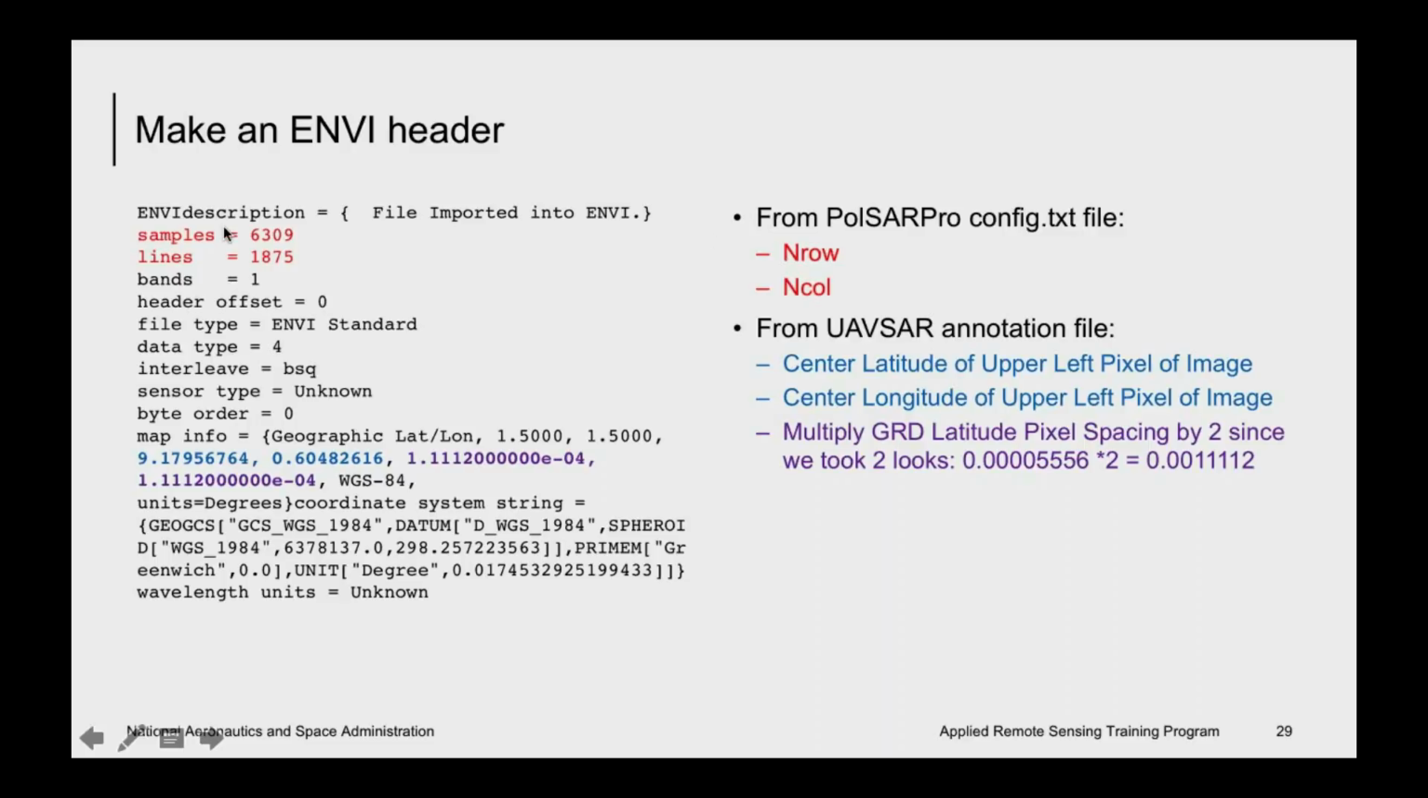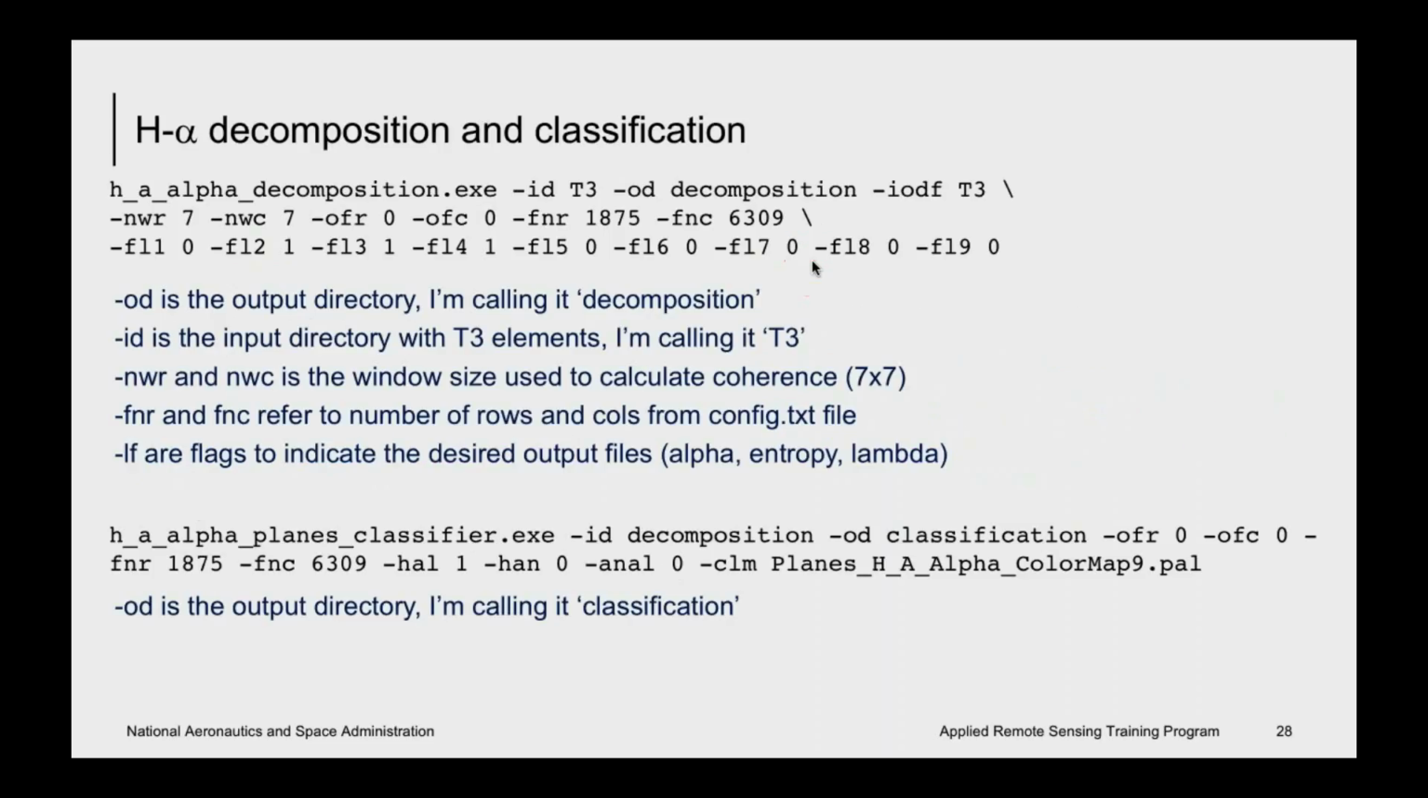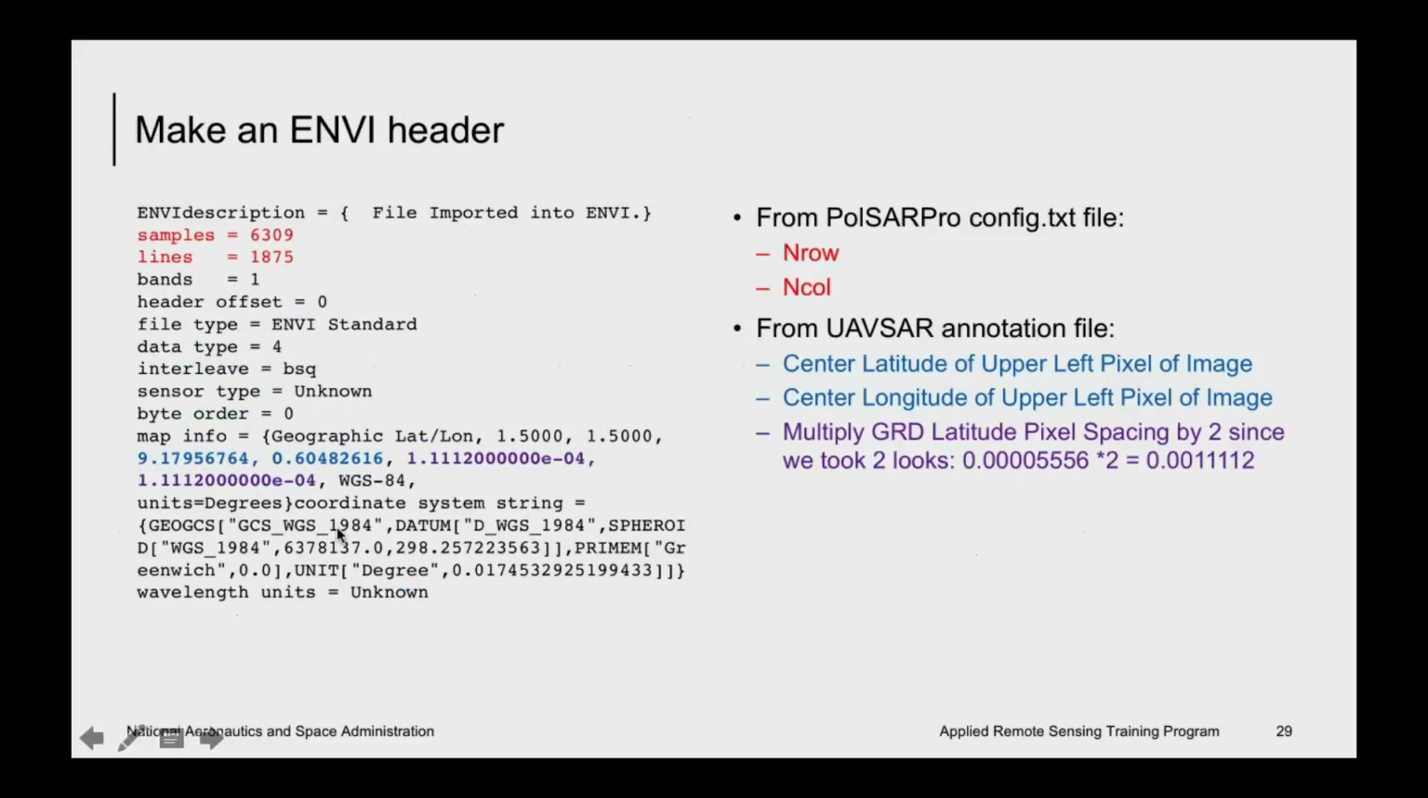So what you need to change here is the number of samples and lines, and that's going to be found in the config file that PolSARpro produces. It's a small text file, and it's also the numbers that we have here. But if you want to confirm, you can go to the config file that is produced by this routine. And then for the UAVSAR annotation file, you would grab the location of the upper left pixel. This is how QGIS would know where to place your image, right? This is an image in Gabon. This is where my upper left pixel is.